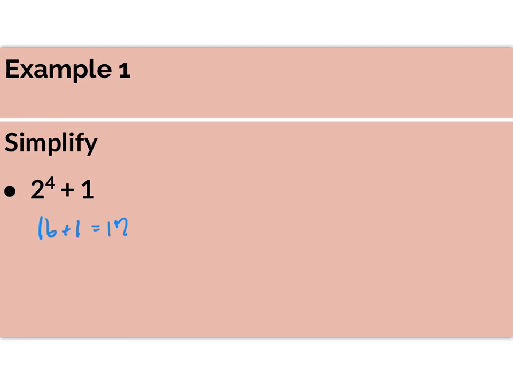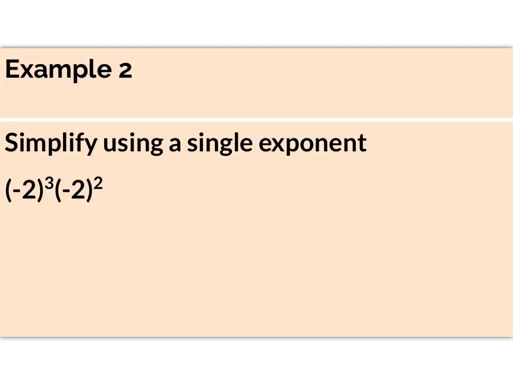So the proper way to do this is do the exponential because that's multiplication. And you wouldn't do 3 times 3 plus 1 as 3 plus 1, then 3 times 4. It just doesn't work. You don't get the same answer. Okay. Simplify using a single exponent.